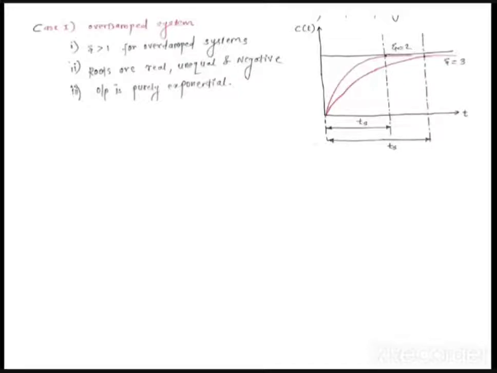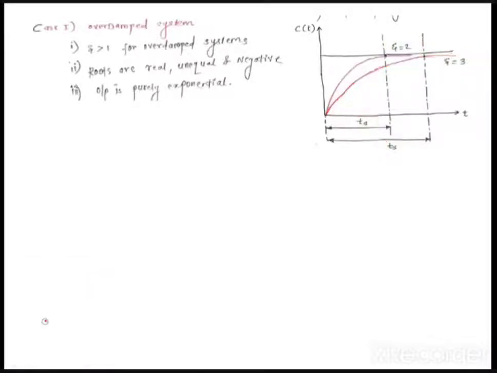If you see that as the value of zeta goes on increasing, zeta equal to 2, zeta equal to 3, let us say zeta should be greater than 1. Imagine zeta is equal to 2, zeta is equal to 3. So I have got two graphs here. What is the nature? You can see the nature is purely exponential in both. Okay, so for zeta equal to 2, you are getting settling time Ts. For zeta equal to 3, you are getting settling time Ts.